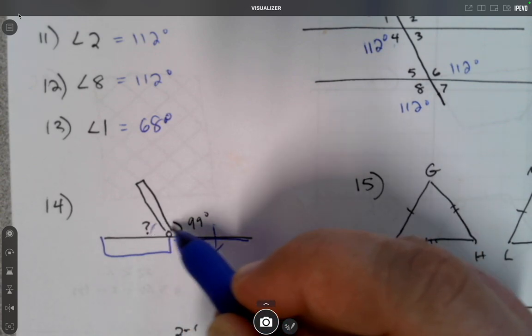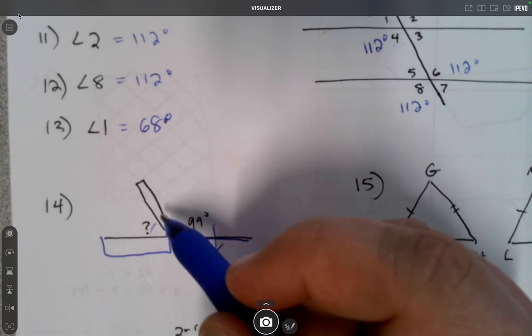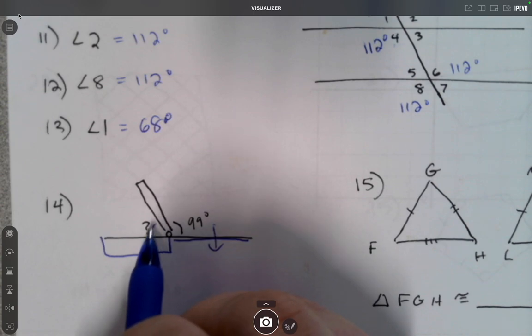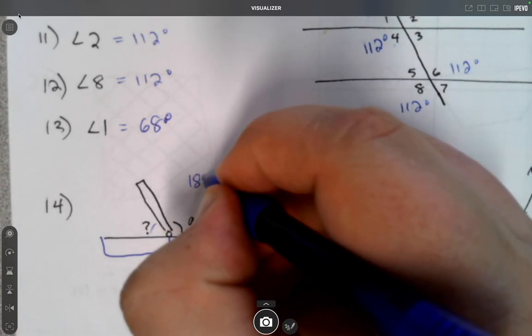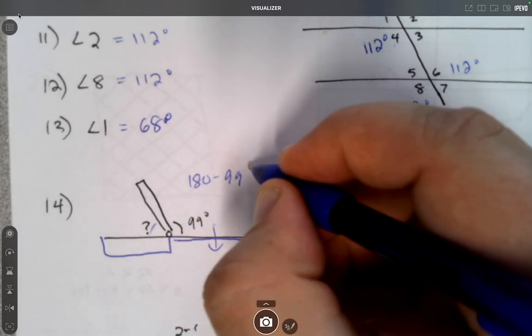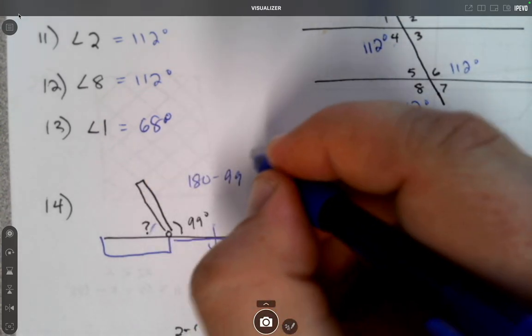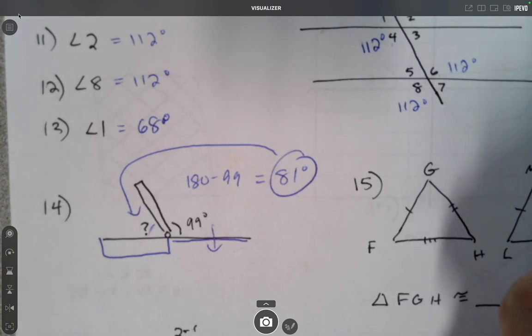I'm not drawing that to say they're congruent. I'm just trying to show you the angle we're looking for. This is the door. You're seeing it kind of from the top down or from above. These two angles, this one and this one, form a straight line, which means they're supplementary and they add up to 180. So we can do 180 minus 99, and we get 81 degrees. So that angle between the door and the door jamb is 81 degrees.